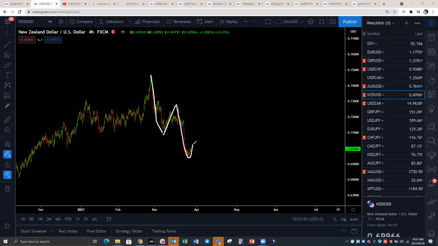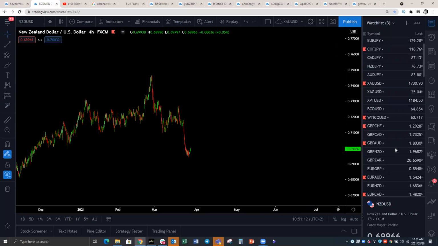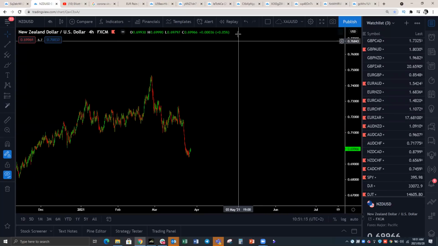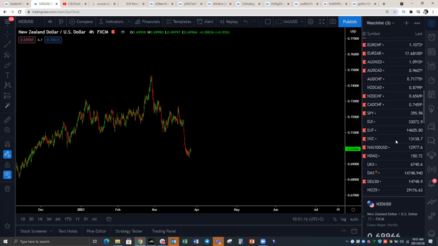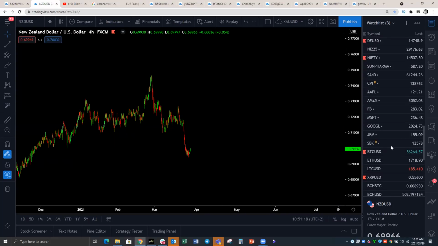Right, so this is what we're looking at. Three-wave pullback, are we now starting to resume to the upside? You've seen the analysis on this. We may still get one more down before we push to the upside. That is New Zealand. And that concludes all the forex pairs, or rather the crosses.